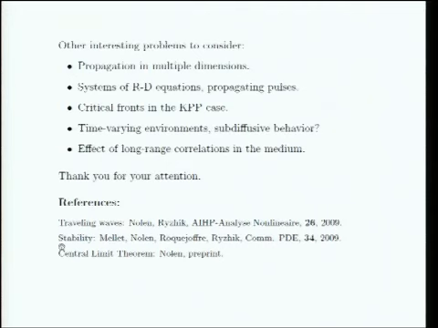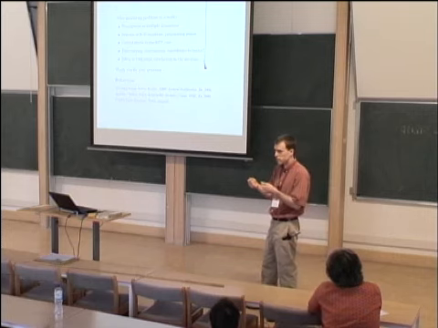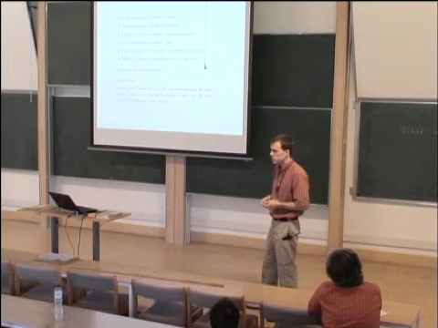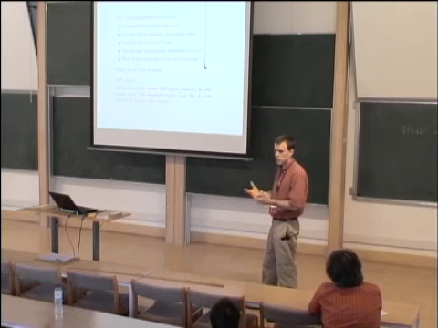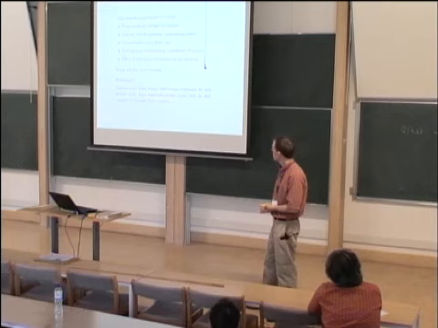Okay, so there are many interesting things to consider. First of all, propagation in multiple dimensions. How can one characterize fluctuations of an interface moving in multiple dimensions in a random environment? The analysis I showed you here relies heavily on the use of a maximum principle. For systems of equations, propagating pulses, for example, one may not have a maximum principle, so it would be useful to understand how to analyze fluctuations in these systems.